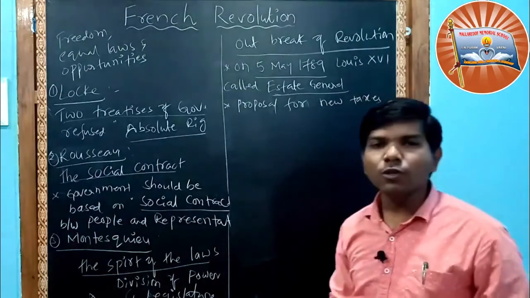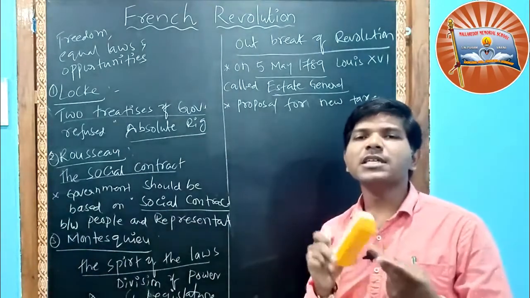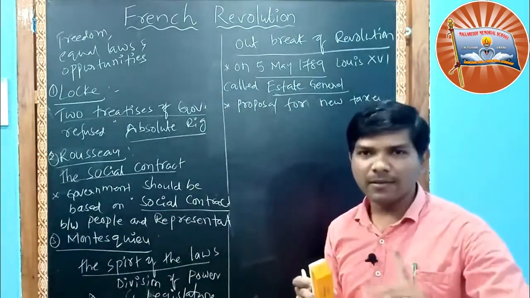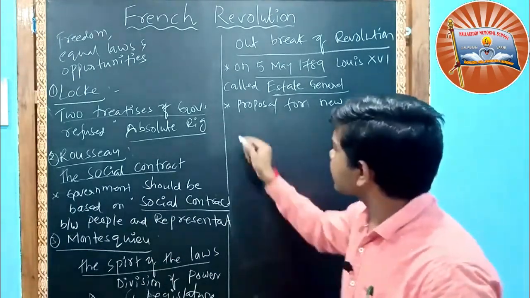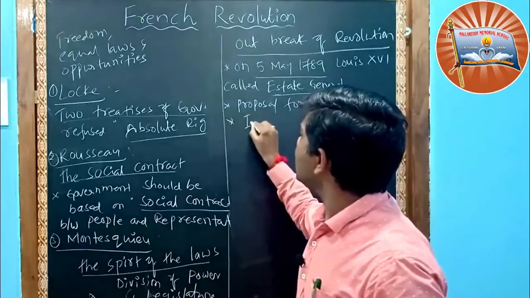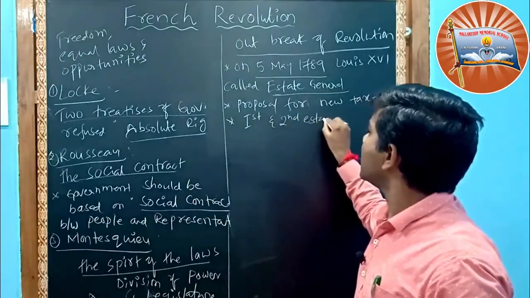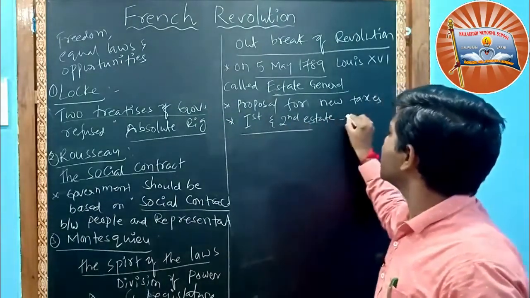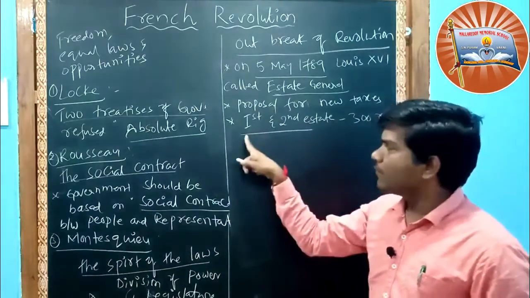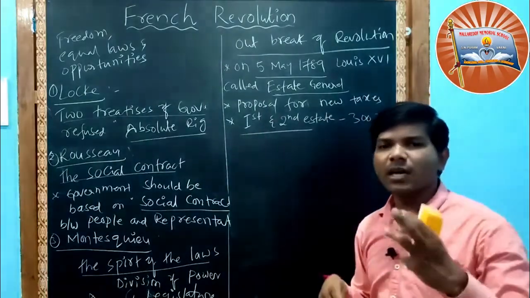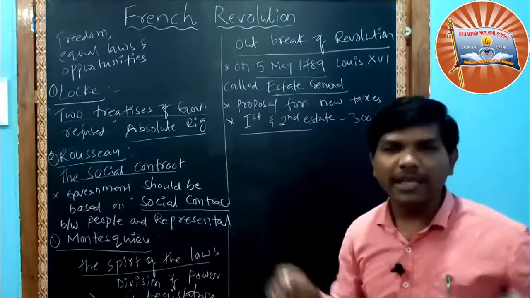He wanted to propose new taxes. You know that the first estate and second estate were exempted. From the first and second estates, they sent 300 representatives, and these 300 representatives were seated.